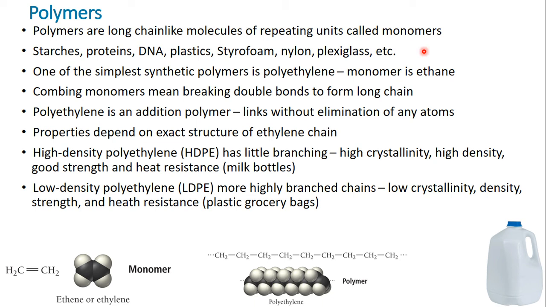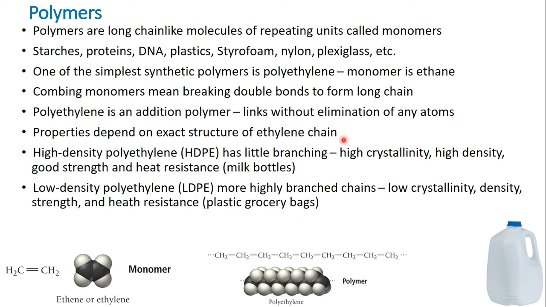One of the simplest synthetic, that is man-made polymer, is polyethylene, where you take ethane or ethylene and you make it into a polymer like this. When doing this, what you're doing is you're breaking the double bond to form a long chain of single bond compounds. And we call polyethylene an addition polymer. You're linking atoms together, but you're not eliminating any atoms.